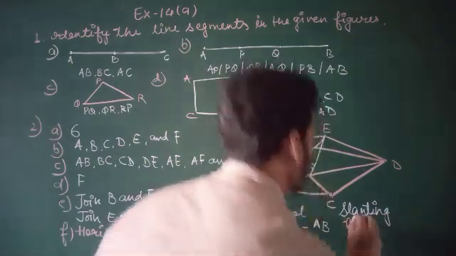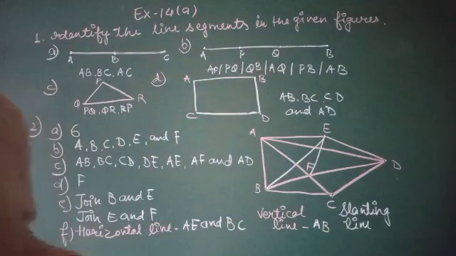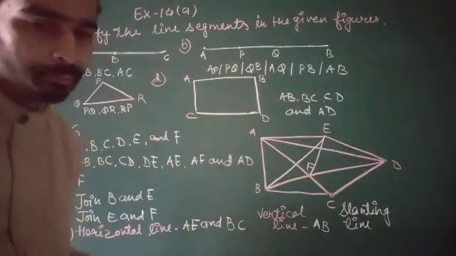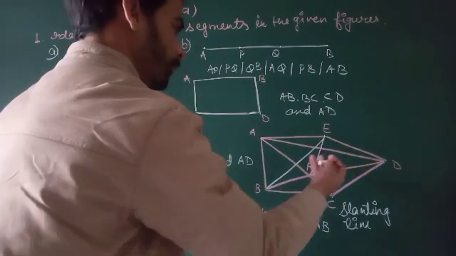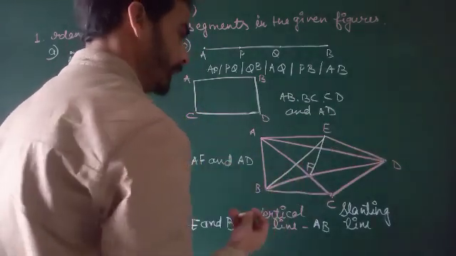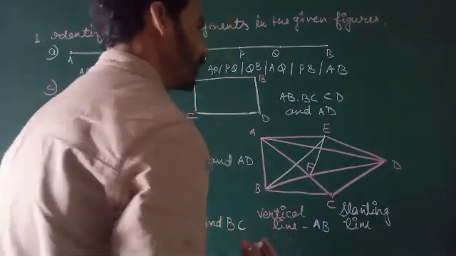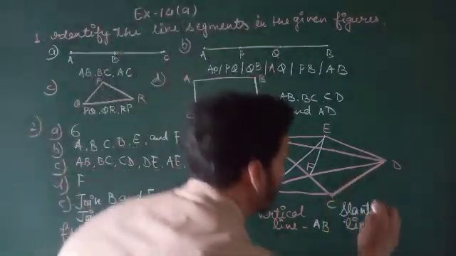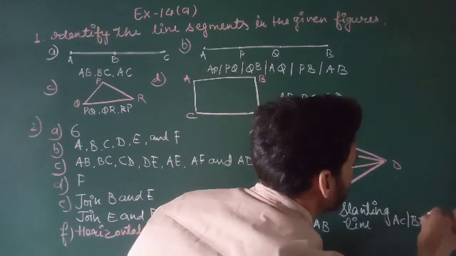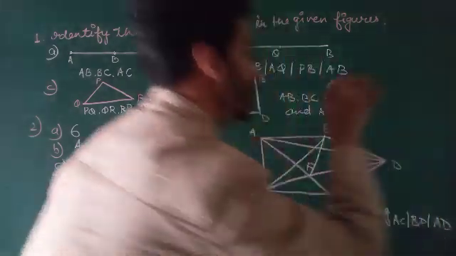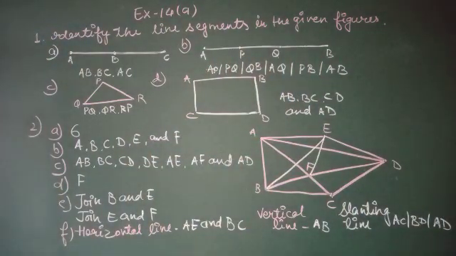The slanting lines are AC, BD and AD. These are the slanting lines in this figure.